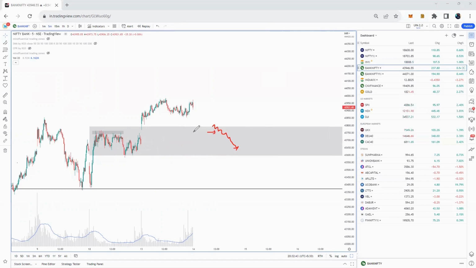And if you're finding a short entry opportunity here, you can simply go ahead and take the short trade. There is nothing to worry about. You can simply take the short trade for intraday purposes. But in the daily time frame, what can happen here?